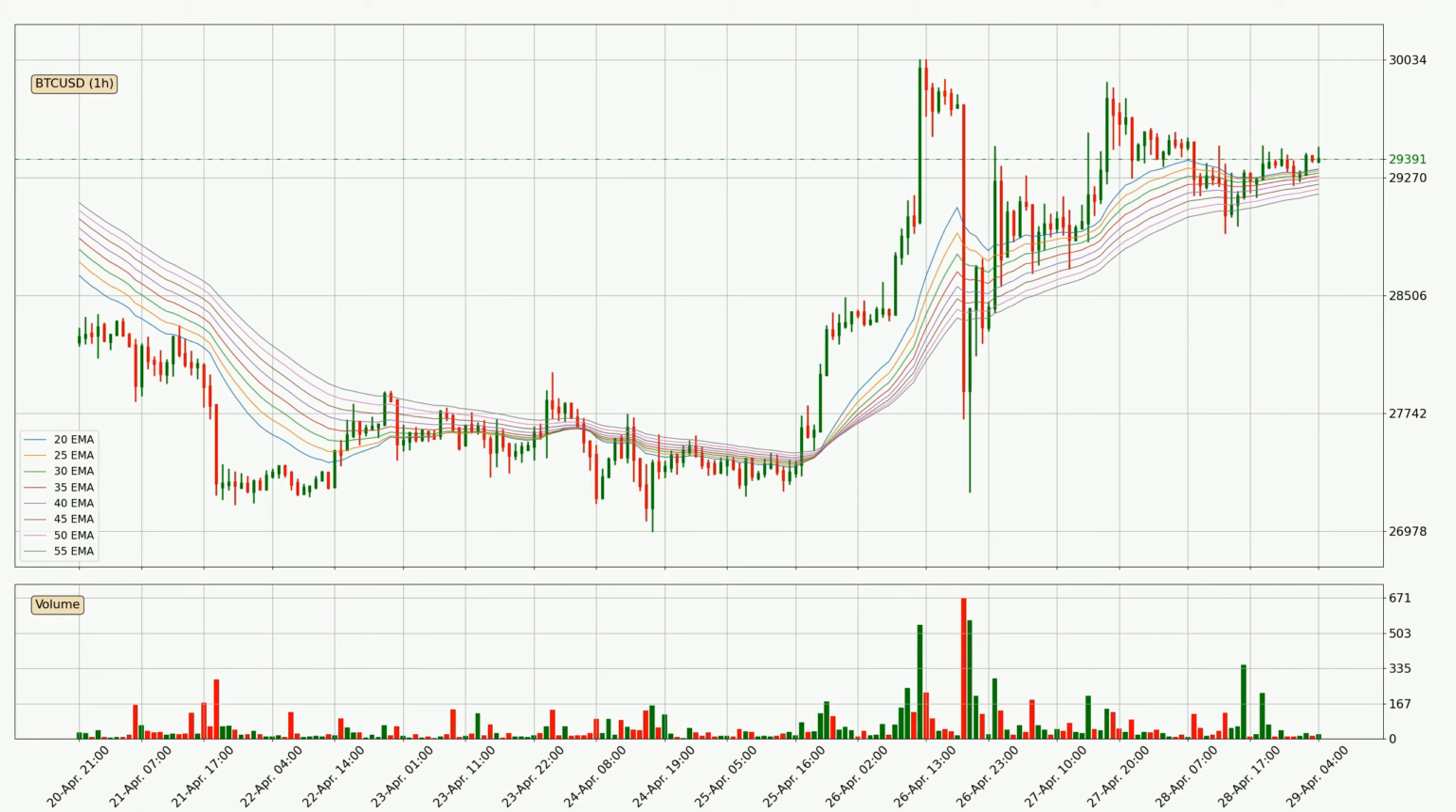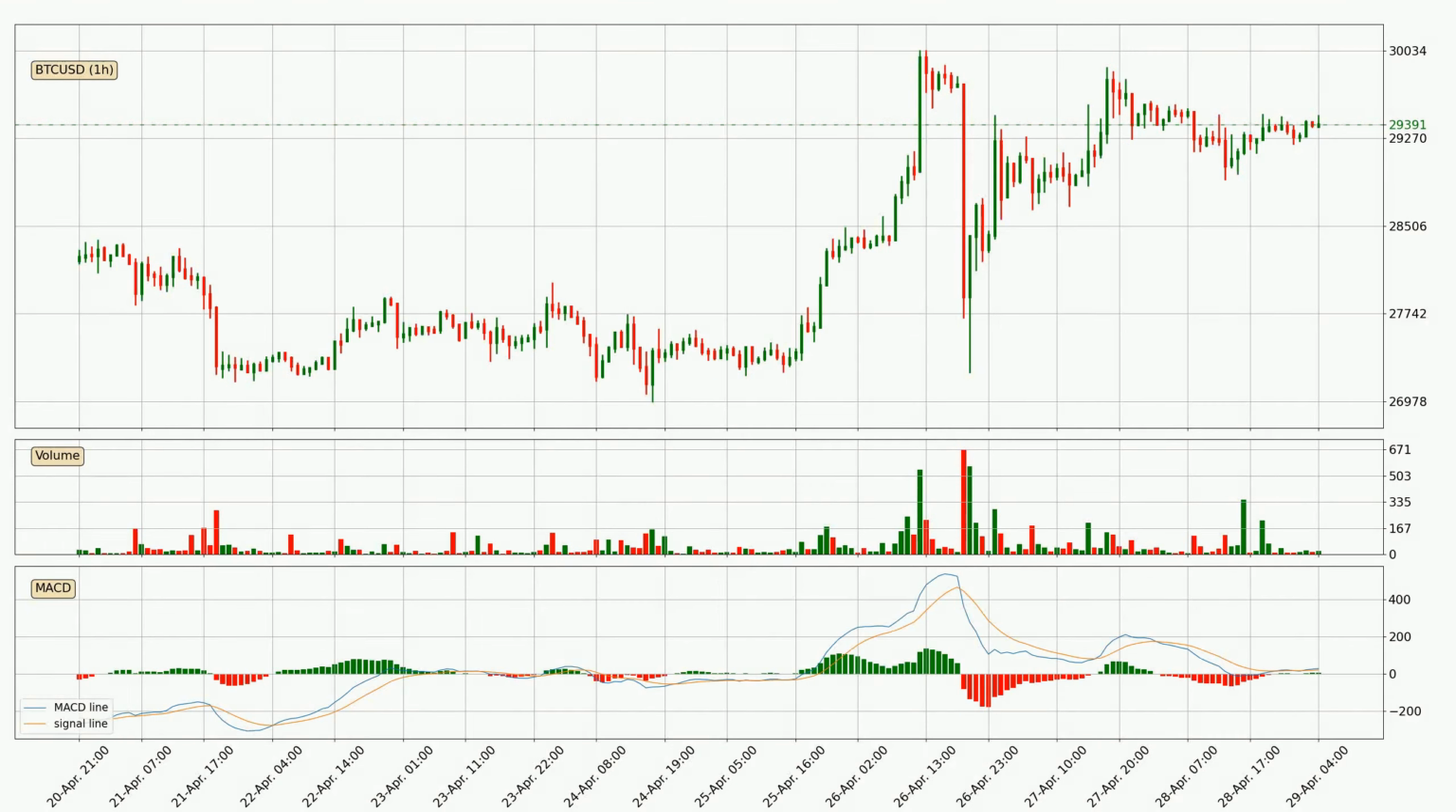Looking at the hourly MACD, seeing as the MACD line is above the signal line, meaning that the trend is currently on the up. Looking at the MACD histogram, we can see that the momentum is strong at the moment, and we can expect the price to continue growing or maybe at least remaining the same for some time.